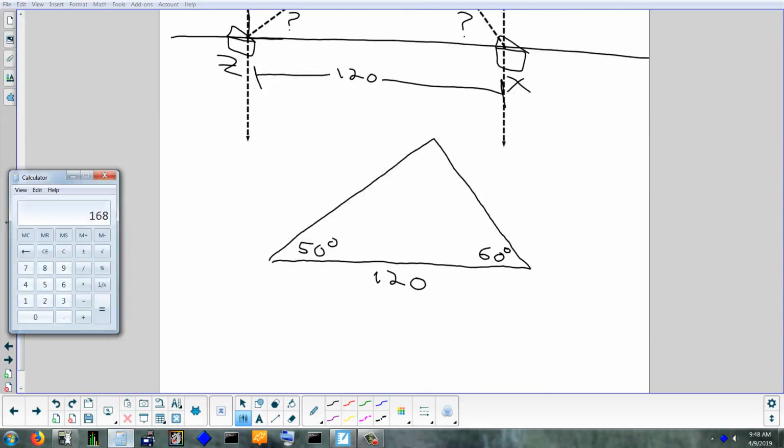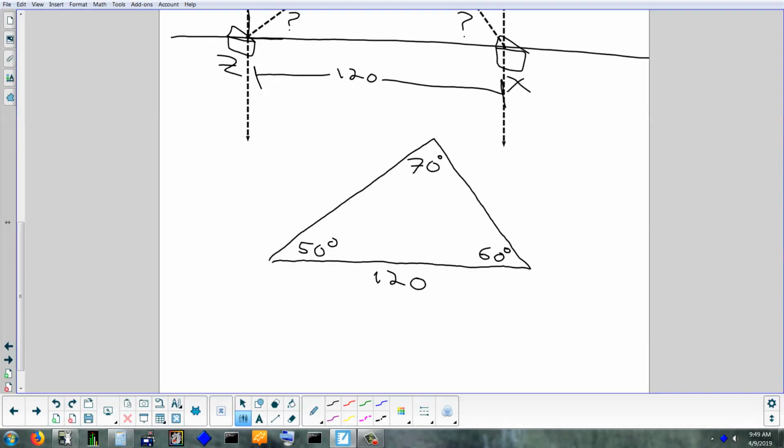Now, how much is the angle at the top? Because you've got to have an angle and a side across from each other. 70. Because if you do 50 plus 60 plus 70, there's your 180.